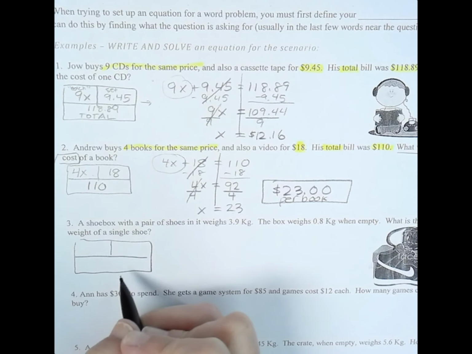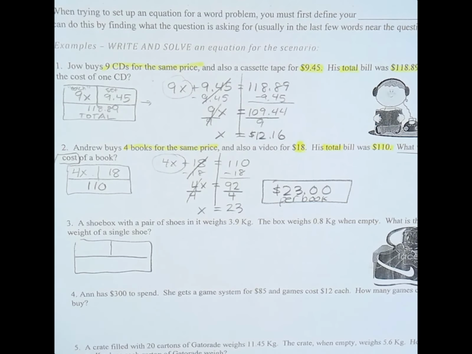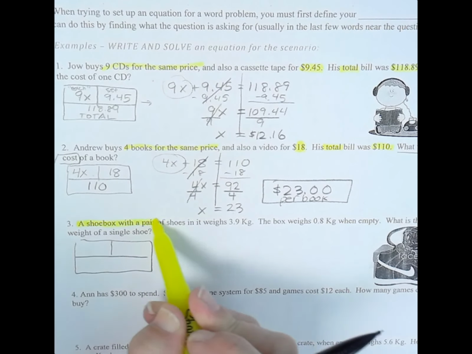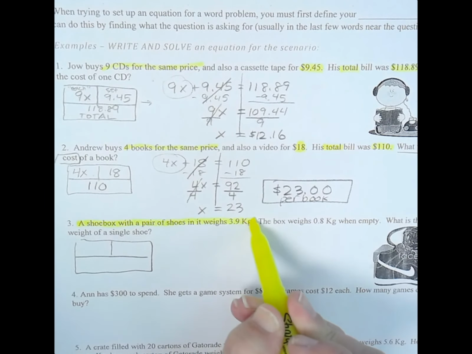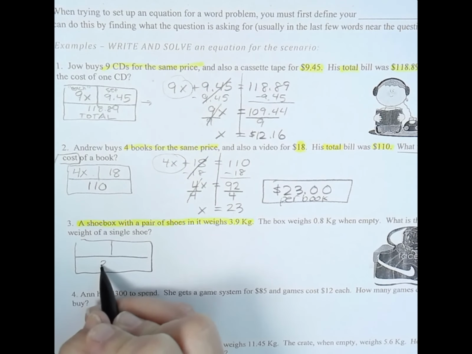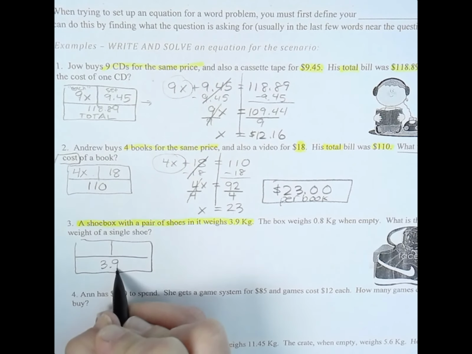Okay, a shoebox with a pair of shoes in it weighs 3.9 kilograms. The box weighs 0.8 kilograms when empty. What is the weight of one single shoe? So this one's a little tough because they don't use the word total, but if you think about it, this is a shoebox and a pair of shoes together weighs 3.9 kilograms. So I think that's going to be our total.